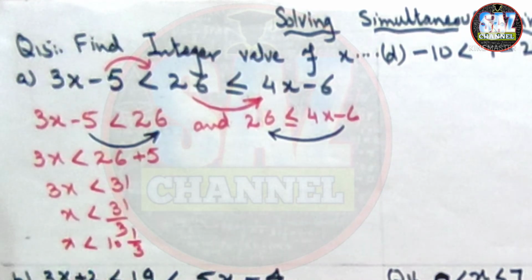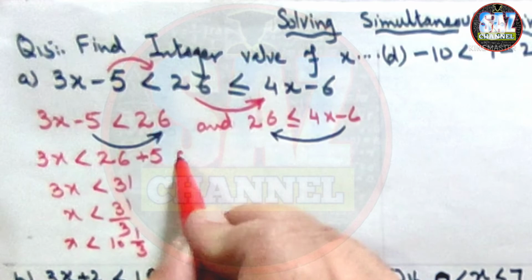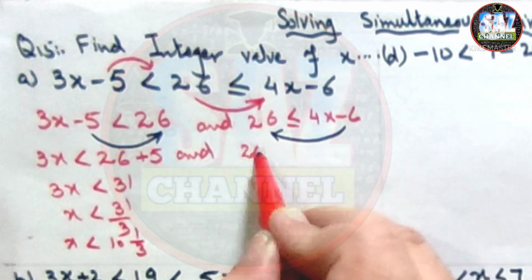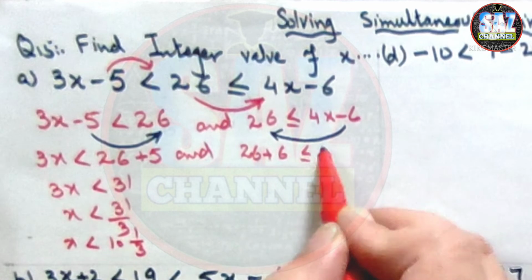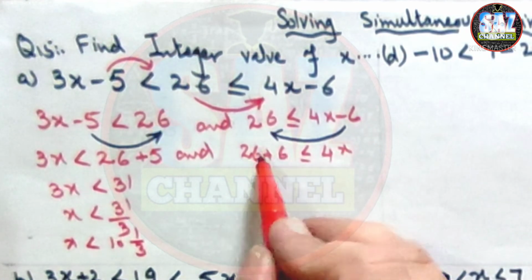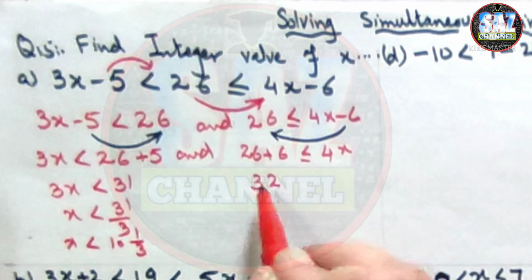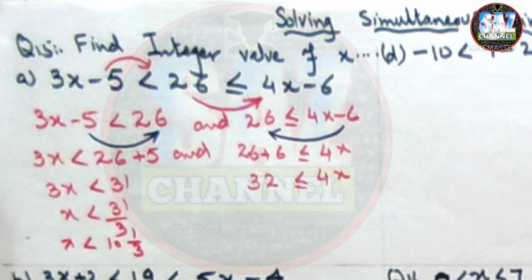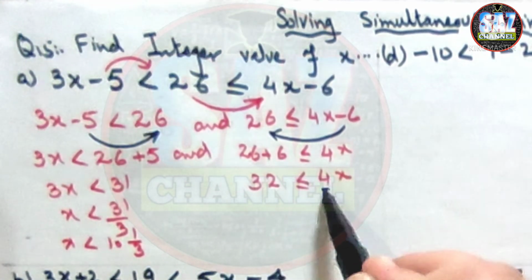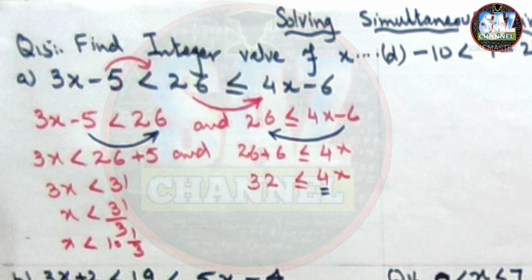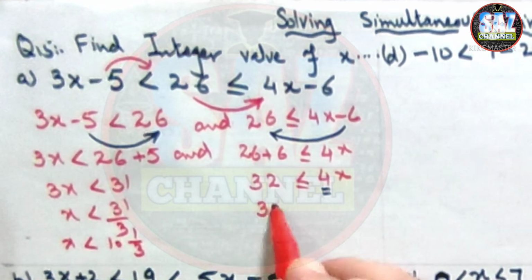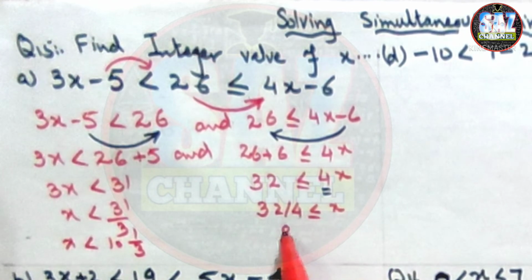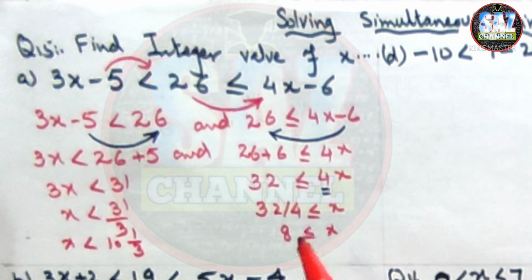10 3s are 30 and 1 is 31. And now we have to shift this 6 to the other side. 26 plus 6 is less than or equal to 4x, and 26 plus 6 is 32. 32 is less than or equal to 4x. And now we have to divide by 4 to the other side, and 32 divided by 4 is less than or equal to x, and this is 8 is less than or equal to x.